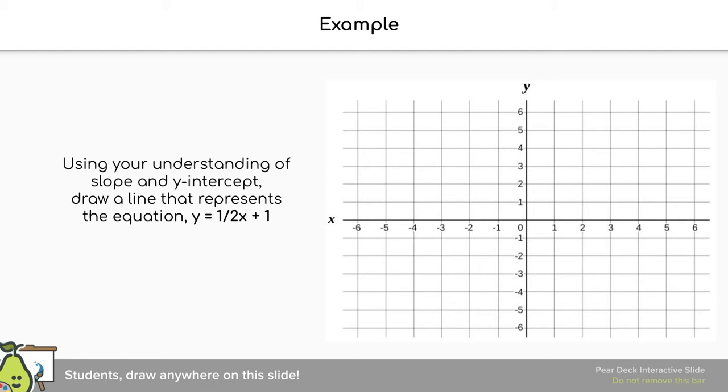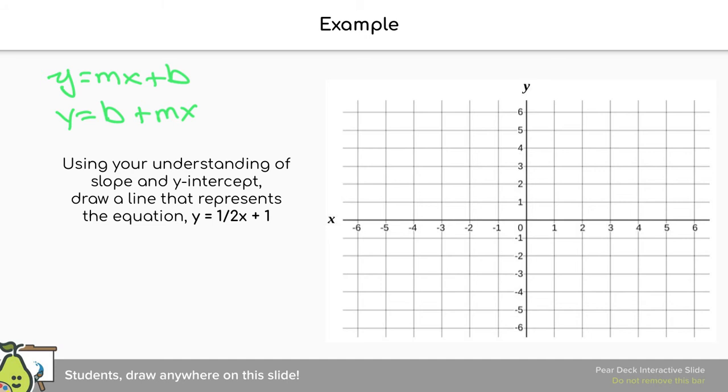Well, an equation is linear if it is in the standard form of y equals mx plus b, or we can write it as y equals b plus mx, where m is our slope and b is our y-intercept. And slope is going to be our rise over run, and b, our y-intercept, is going to be the point where our line crosses the y-axis.